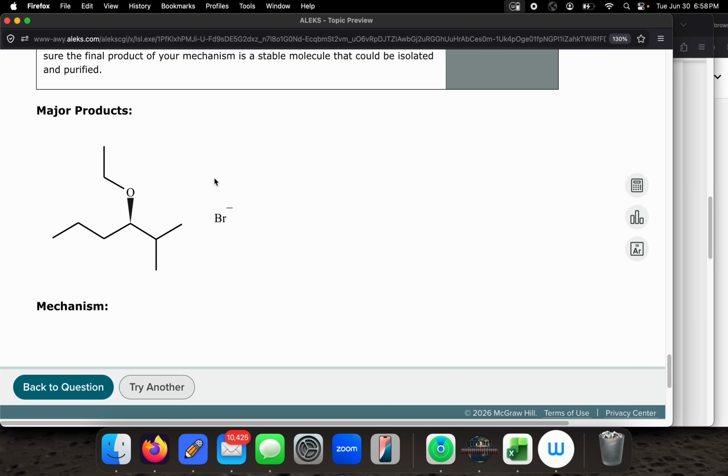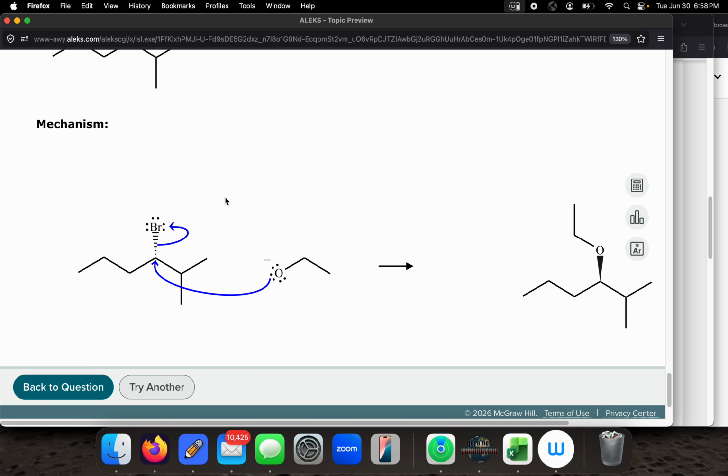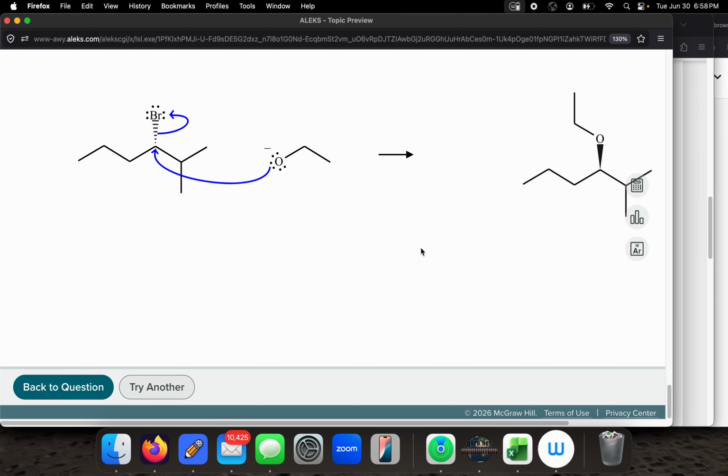The answer is that. That's the major products. I'm going to leave off the bromide. I think I'm always going to get credit for it if I do that. Now watch the mechanism. It's going to be exactly what we said. That comes from the backside attack, and this happens at the same time. Since it happens at the same time, it's going to invert the configuration. So this is going to come from the backside. It's going to flip everything over.